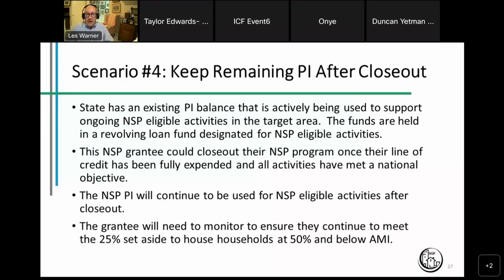not only they meet the broader NSP program requirements, but they also need to make sure that they're meeting that 25% set aside so that they're serving households at 50% or below of area median income. So, part of their ongoing funding strategy using their program income would have to continue to vet those projects and make sure they were making commitments to projects in adequate numbers so that they were going to remain in compliance with that 25% set aside.